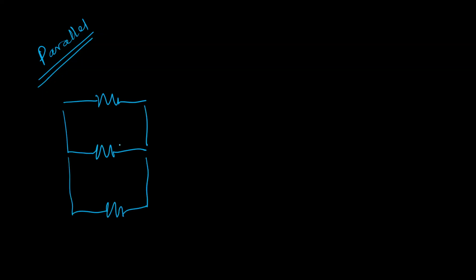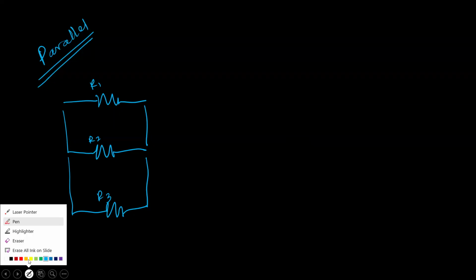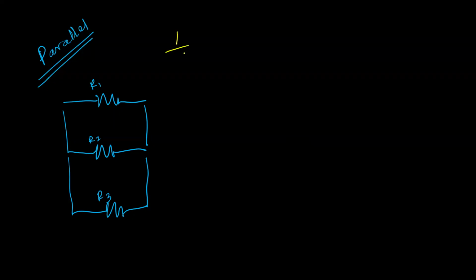First, I'll just do the addition part. After that, we'll go for the circuit questions. Now, let's say this is R1, R2, R3. I have to get the total of all this. The concept says the equation is 1 over R total, because you can't directly add this because it is in parallel. 1 over R total is equal to 1 over R1 plus 1 over R2 plus 1 over R3.